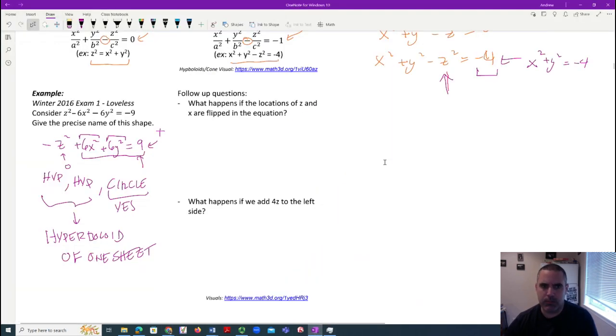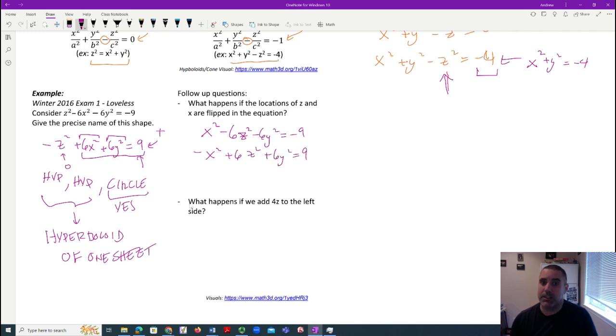There's a few examples in the homework that talk about what if you switch things. Like what if we switch the roles of x and z in this equation. Make this z. It's still going to have the same name. It's just going to change the orientation. So multiply everything by -1 again. But now we have this.